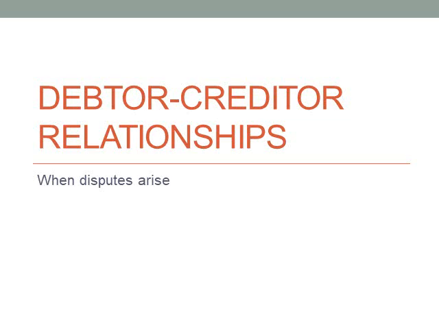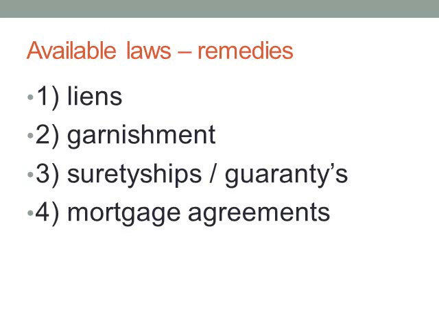The types of laws that are available to a creditor include liens, garnishment, suretyships or guarantees, and mortgage agreements. We're going to talk about mortgage agreements in the next topic. I am going to talk about liens here. In the book, liens and mortgages are discussed together in that chapter, but I think the liens fit much better right here, and I will recap them when we talk about mortgages, but I want to talk about liens right now.